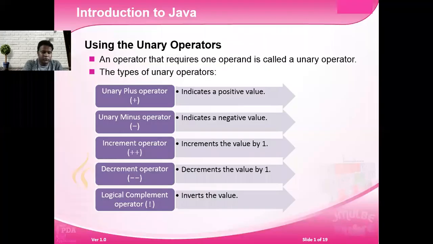Then we come to the unary operators. An operator that requires one operand is called a unary operator. One is plus, which indicates a positive number. Minus indicates a negative number. If you write plus a, it is a positive number. If you write minus a, it is a negative number. Plus plus increments the value of a by 1. Minus minus decrements the value of a by 1. Then the logical complement operator inverts the value, working like a NOT operator.